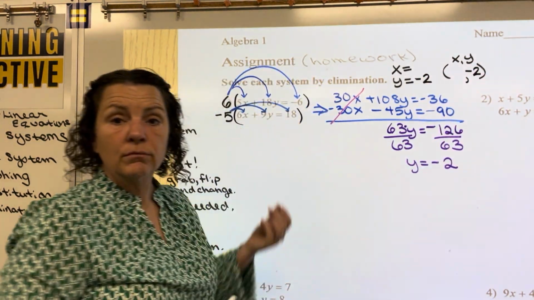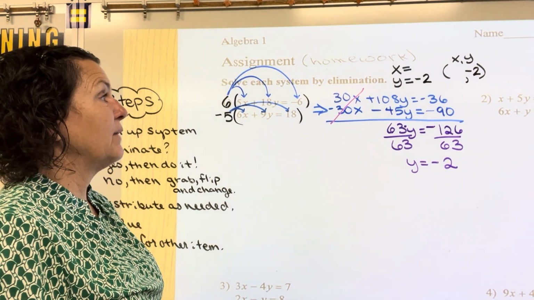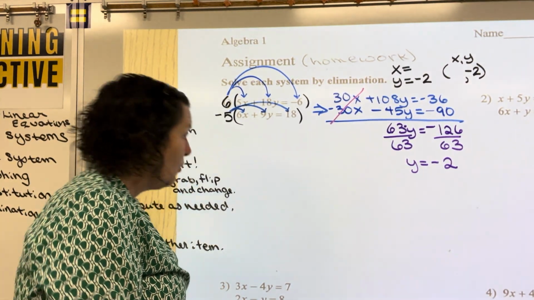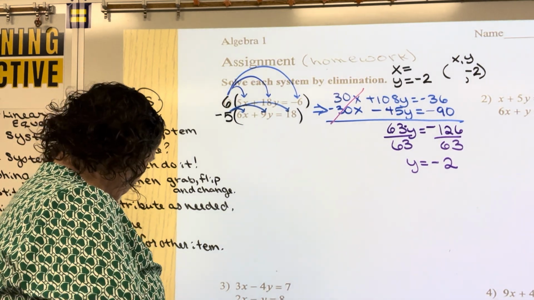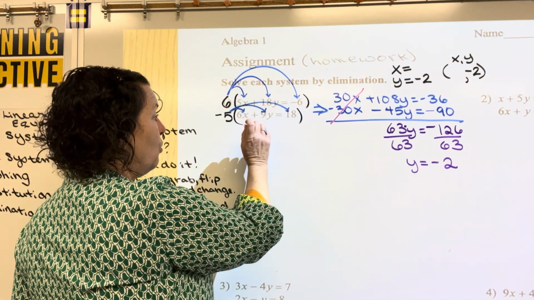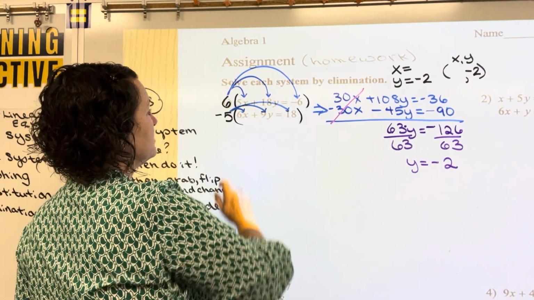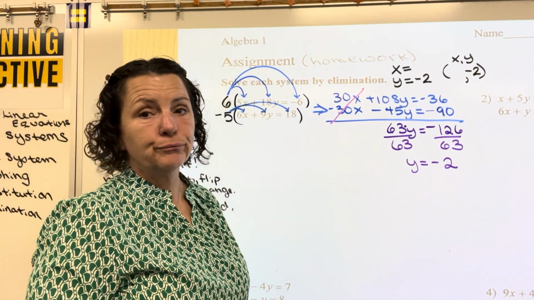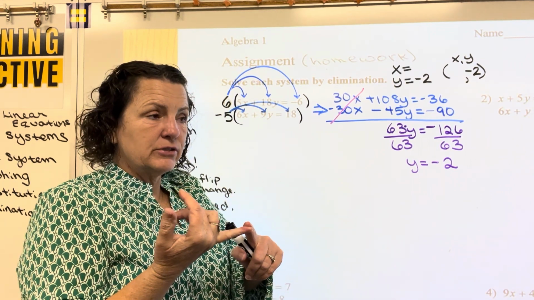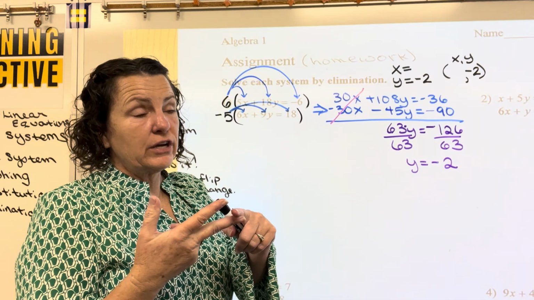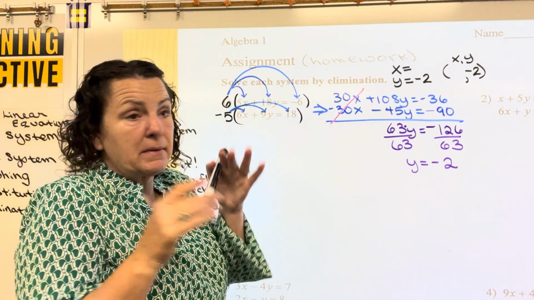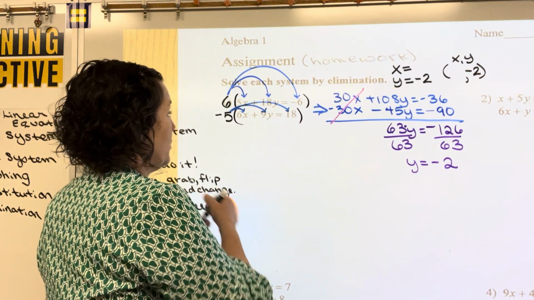Cool. So clearly we need to go back and find Mr. X because we don't have it. How do we do that? Well, the same way we did it before. We go back to one of the two original questions, this top guy or this bottom guy. Ms. Miller, does it matter which one I pick? No. Pick whichever one you'd like. I pick the one with the smallest numbers, where there's no fractions or decimals, and I try to avoid negatives as much as I can. That's me though. So I'm going to pick the bottom one.